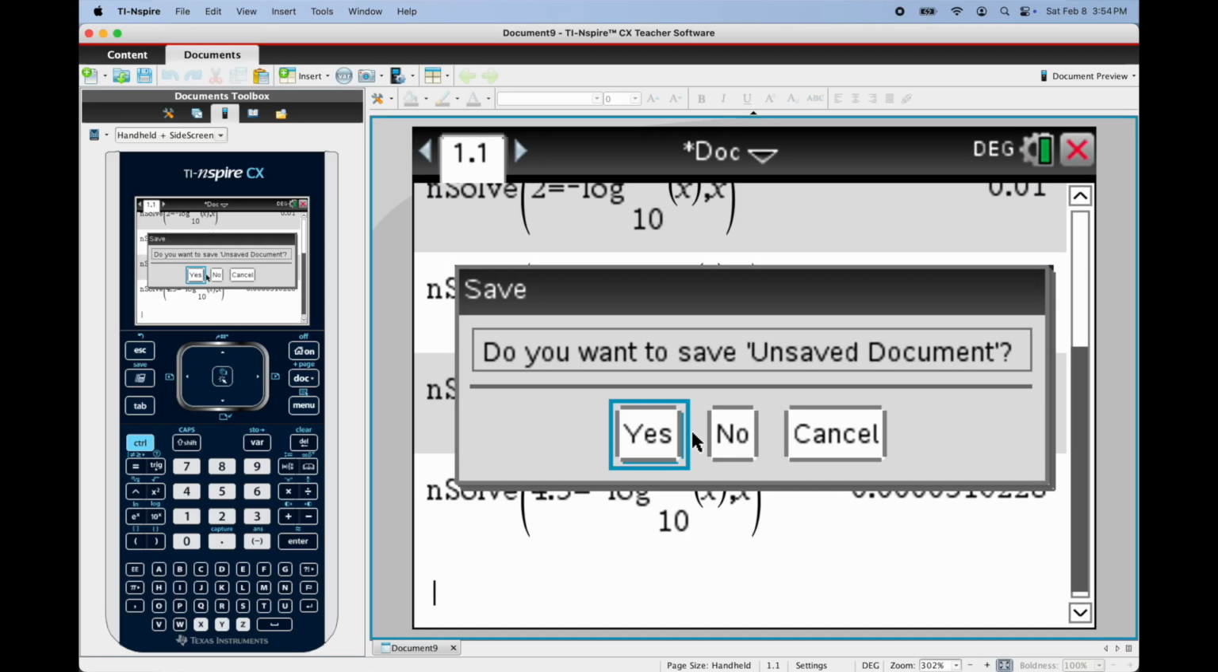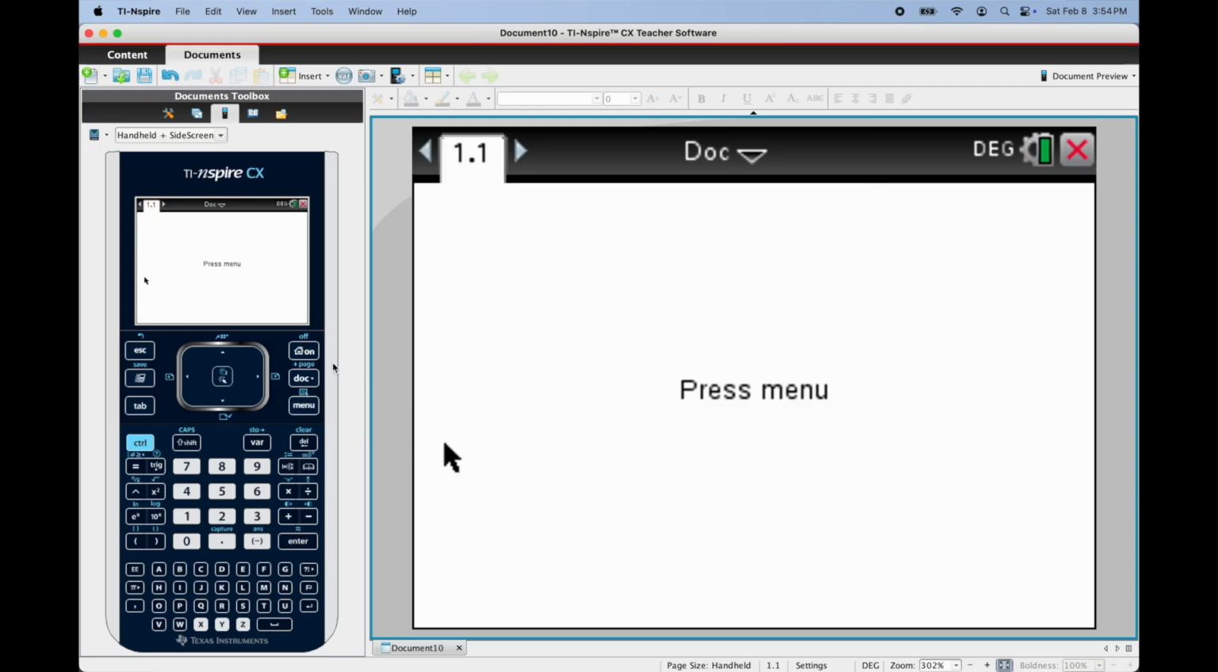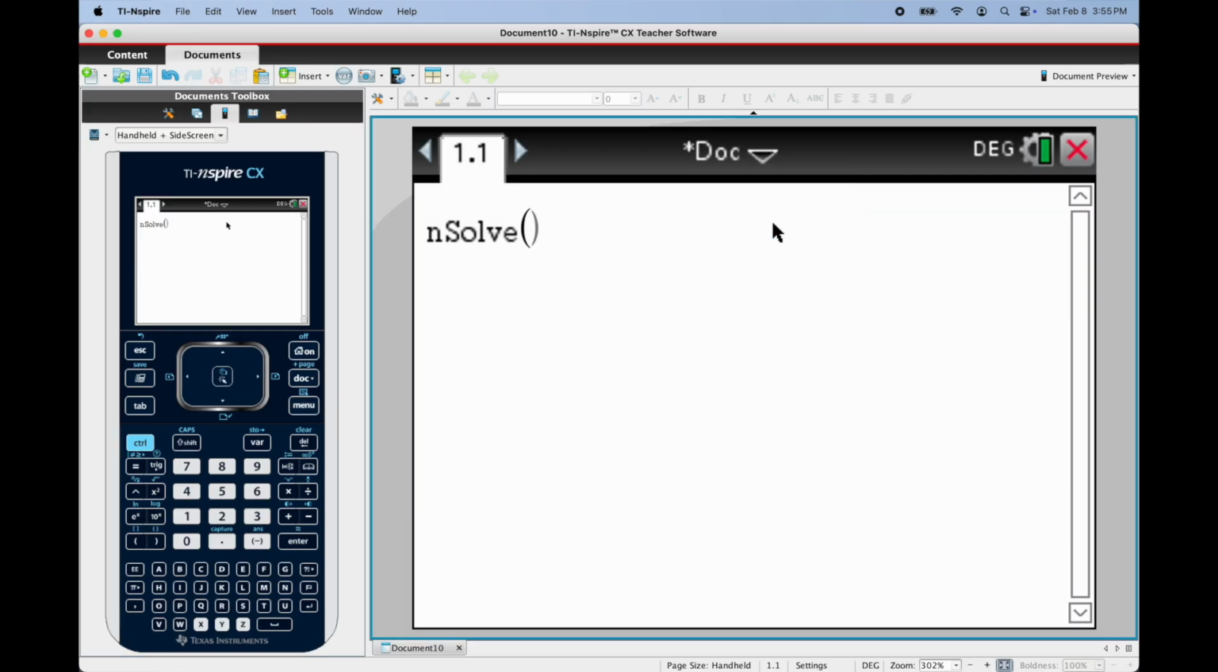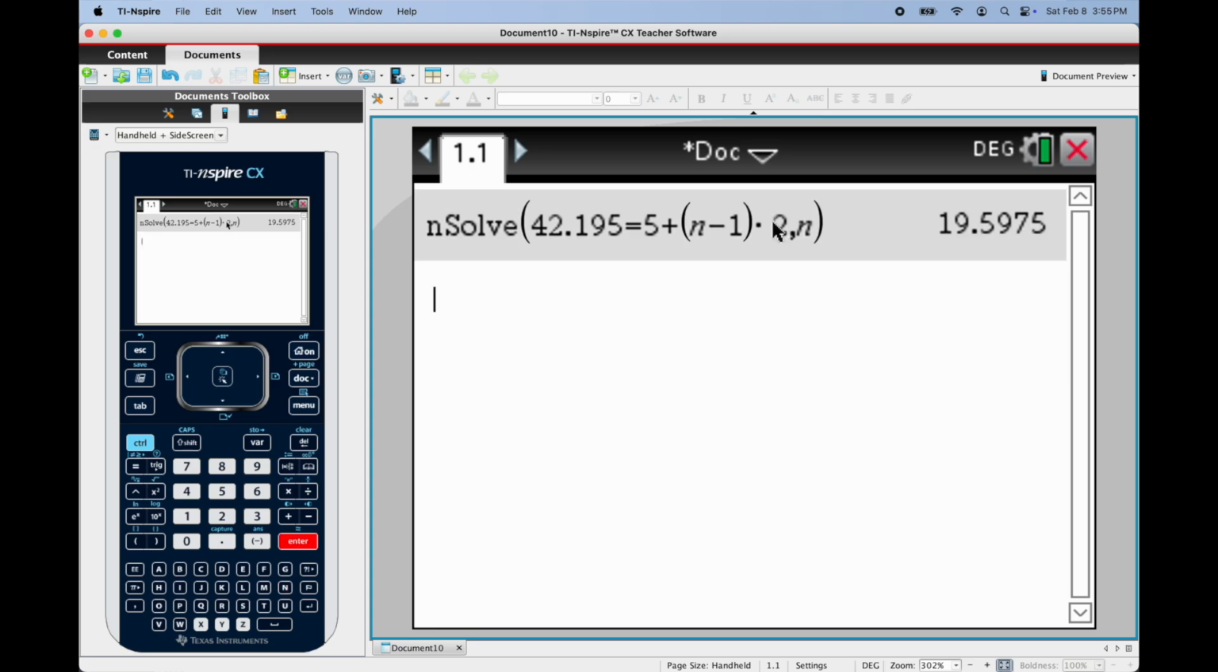So let's go new document, and let's go into our calculator screen. Here we are. Let's go numerical solve. 42.195 equals 5 plus, we'll say n minus 1, times 2, and then we'll solve for n. Okay. So after 19.598 days, Efya will have run a marathon.